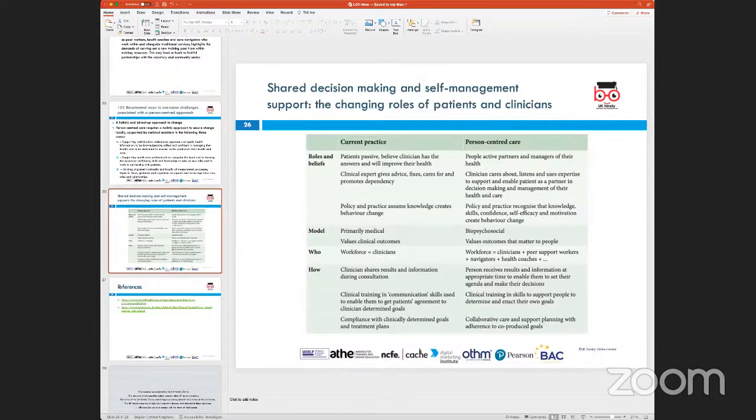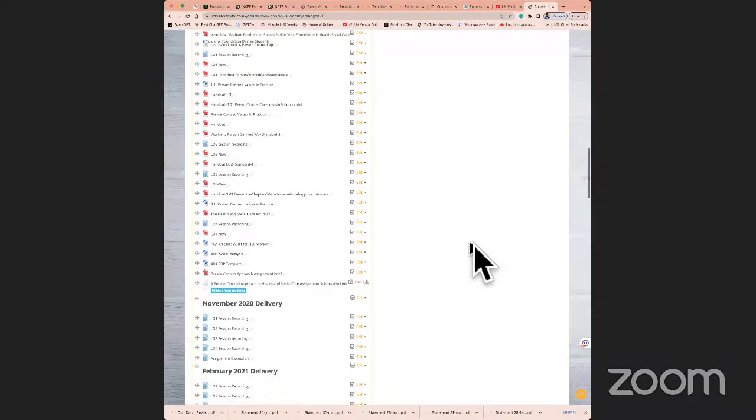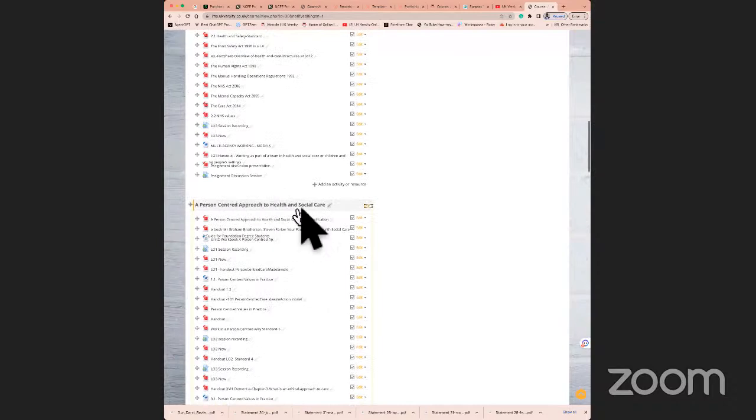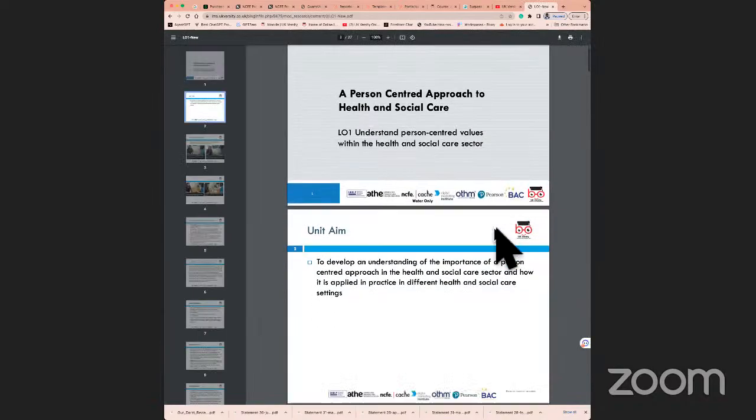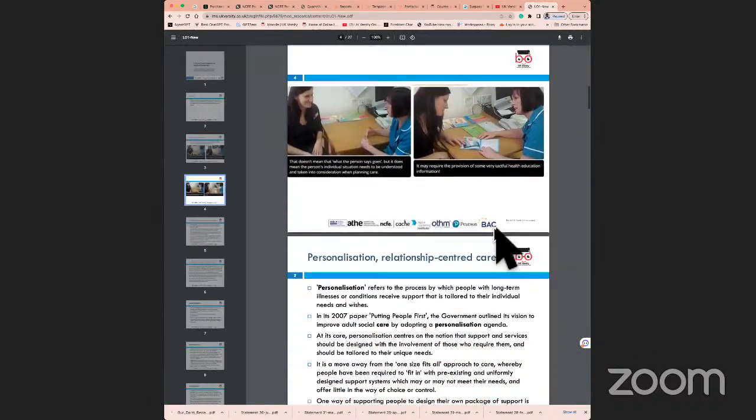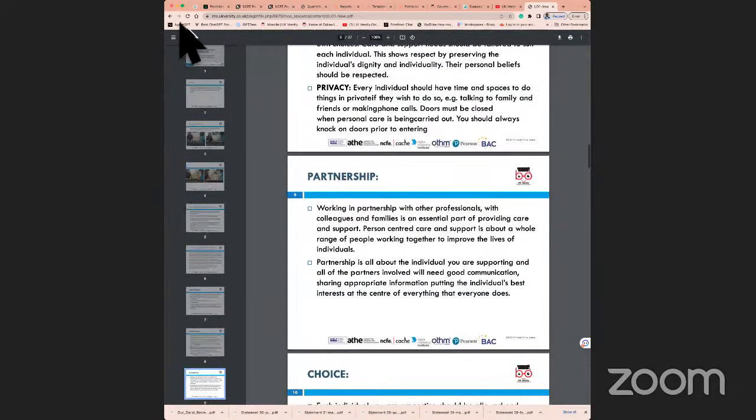Good stuff. So just very briefly, looking at what you're going to be seeing on Moodle when you log into the Moodle platform. This particular unit, person-centered approach, that we are reading right now, that's the presentation that I've gone through, which is learning outcome 1. And that's the presentation that we have gone through today in terms of our discussion.